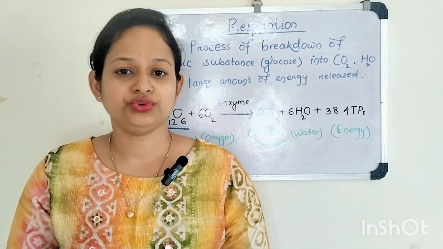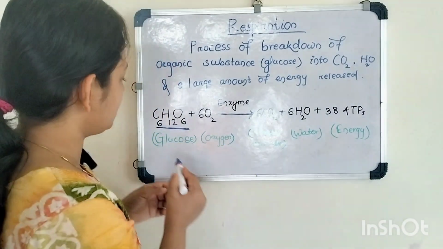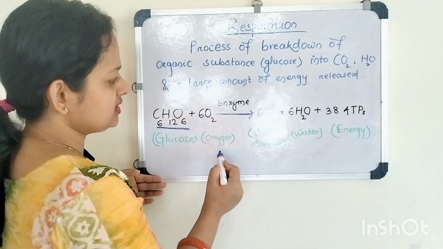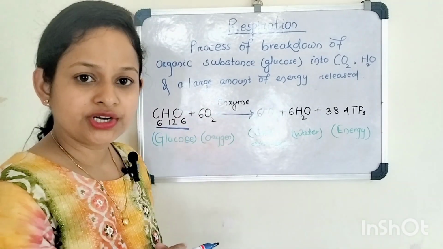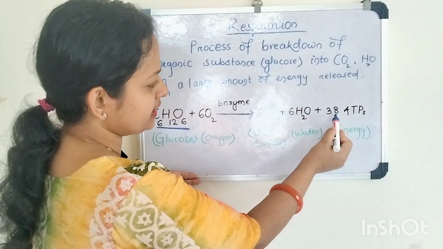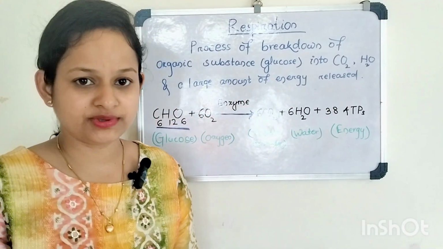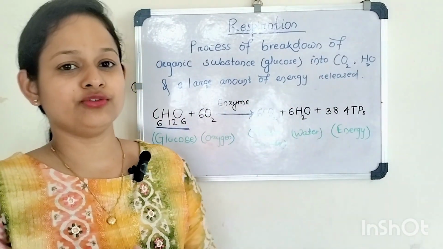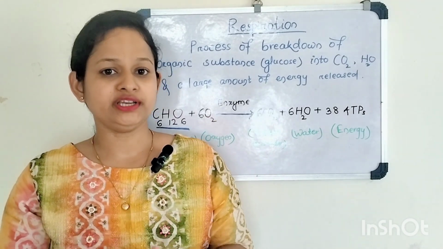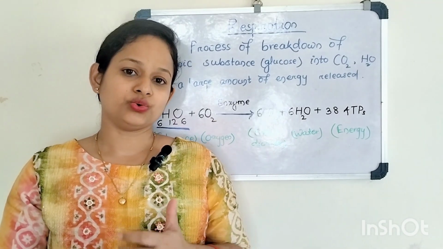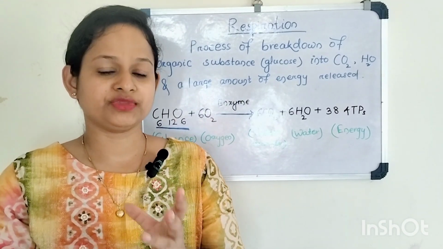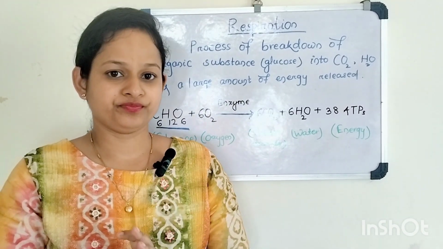And here we can write the overall process like glucose plus oxygen, in presence of some respiratory enzyme, gives carbon dioxide, water, and 38 molecules of ATPs. So this 38 molecules of ATP is a very large amount of energy that our body needs. So the actual aim of respiration is to add the energy.